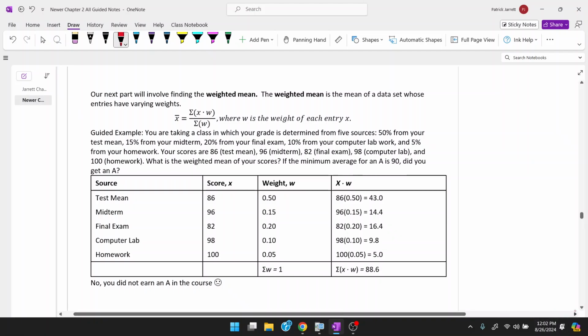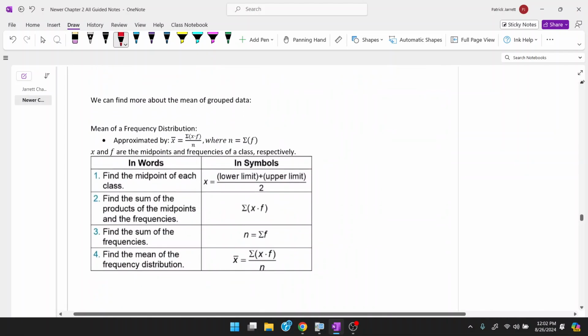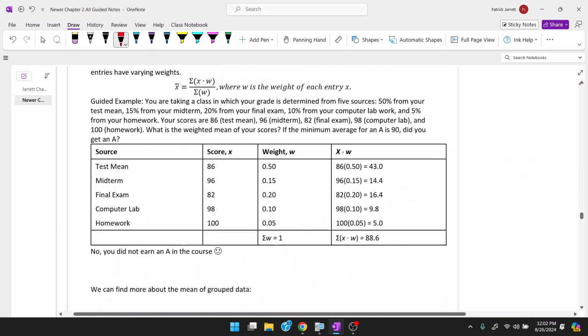So basically your test mean was an 86, midterm was a 96, your final exam was an 82, computer lab was a 98, and homework was a 100. You literally just multiply the score by the weight and add those together. And in this case, it's going to add up to 88.6. The grand total of weight was 100% or 1.